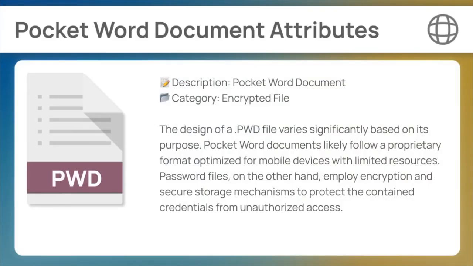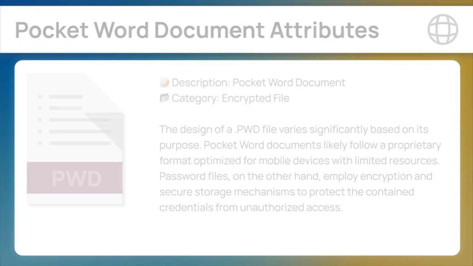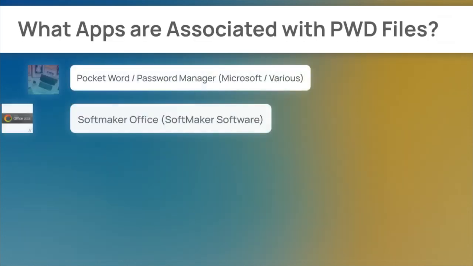Pocket Word documents likely follow a proprietary format, optimized for mobile devices with limited resources. Password files, on the other hand, employ encryption and secure storage mechanisms to protect the contained credentials from unauthorized access. For PWD, the most practical first step is using Pocket Word or Password Manager.